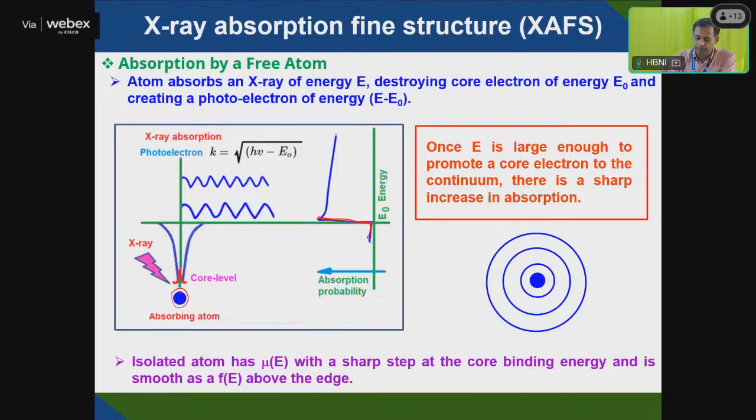You will get just a sharp transition like this, in energy versus absorption probability. In that case there is no other nearby atom, so nothing interacts with each other. Here you can see the spherical wave, where E is large enough to promote the core electron to the continuum. There is a sharp change in absorption. So for an isolated atom, the mu E, the probability of transition, will be sharp here.